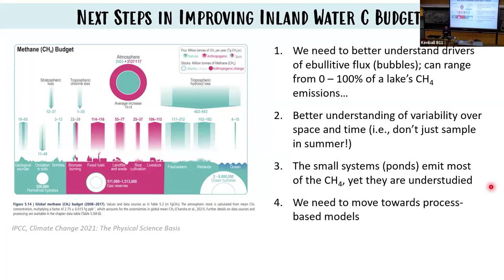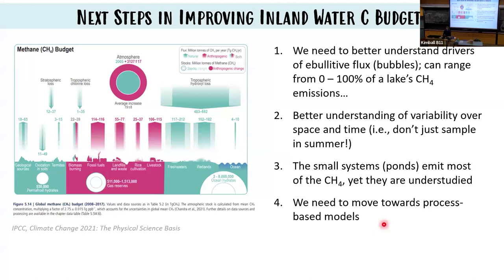A lot of these studies took place in the summer. Summertime temperatures are greater. Those methane generating archaea, they're temperature sensitive, so they're going to be more active in the summer. So maybe some of our overestimates are due to the fact that we're sampling in the summer. The small systems are emitting the most, but they're also understudied compared to our medium-sized lakes. And we really need to move towards mechanistic models.